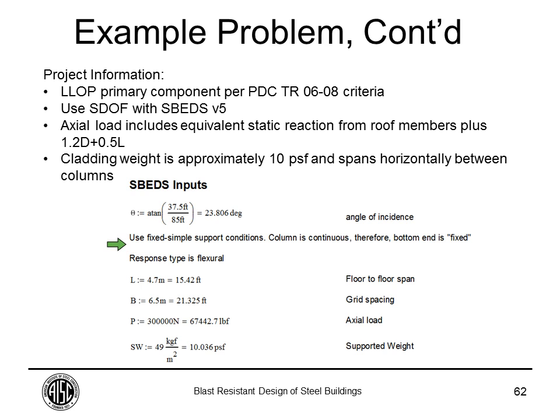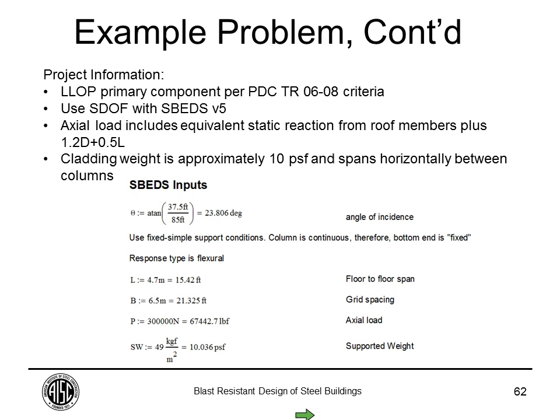We're saying that the columns are continuous floor to roof, so the bottom end is restrained against rotation. So we're going to treat it as a fixed condition. At the top, we don't have that continuity, so we're just going to treat it as a simple condition. We're going to analyze the column as fixed-simple. For now, we're assuming that it's a flexural response, but we're going to double check that later. And then these are the span, the grid spacing or the tributary width, the axial load acting on the member, and the supported weight, which is the areal weight of the cladding.